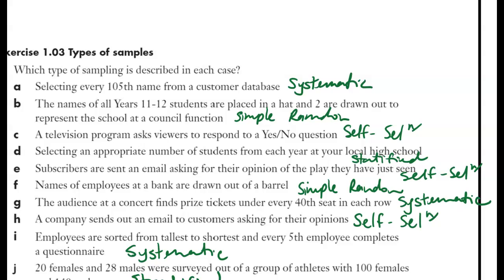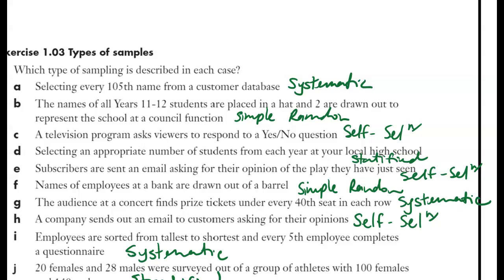So with systematic, it is every so many. We might select every fifth person or what have you, whereas with simple random, you can put everyone's name in a hat and pick names out of a hat, or whatever it happens to be. We could also use a random number generator to select the samples, and that's what we're going to have a look at to start with today.